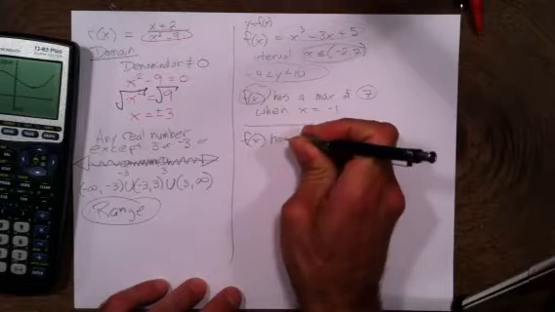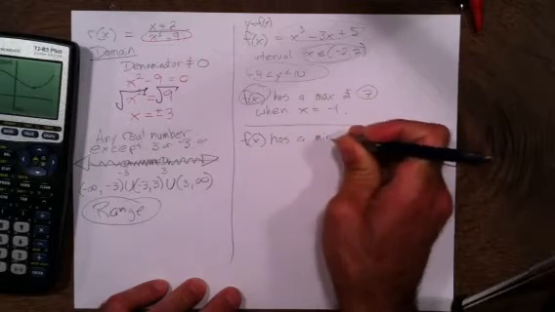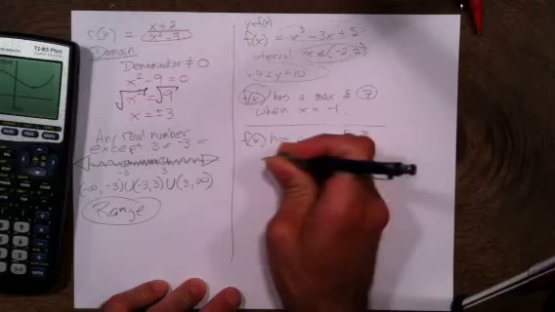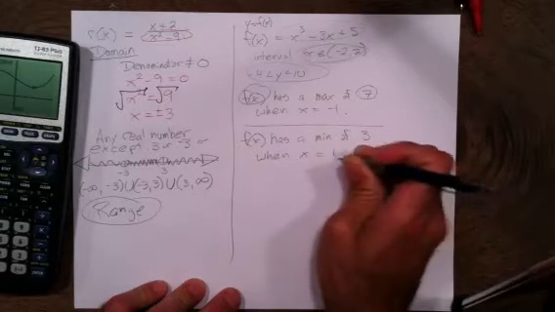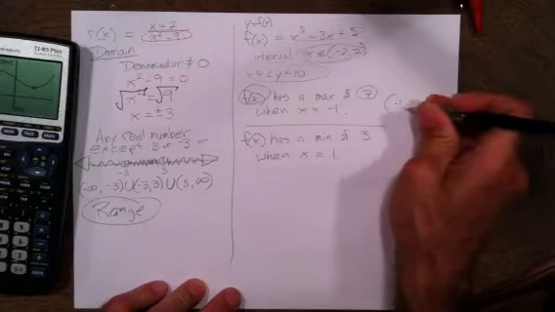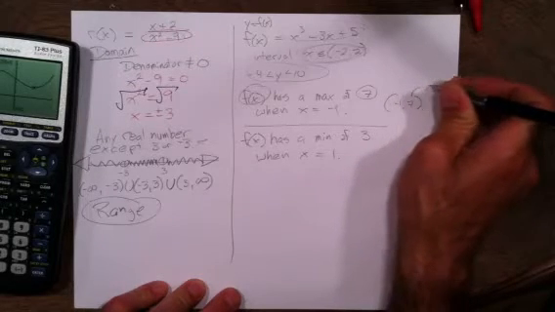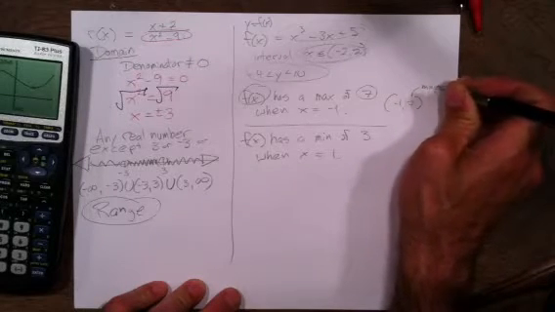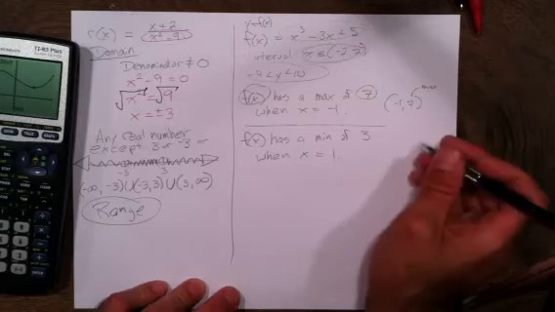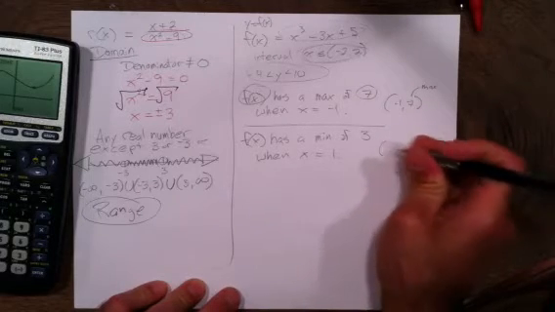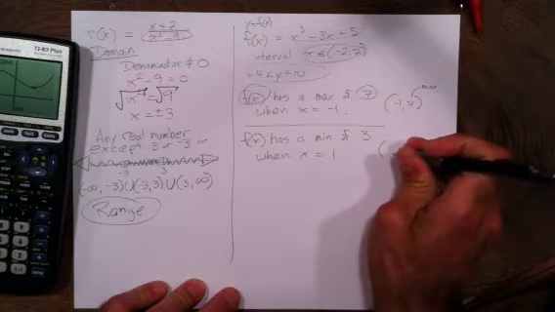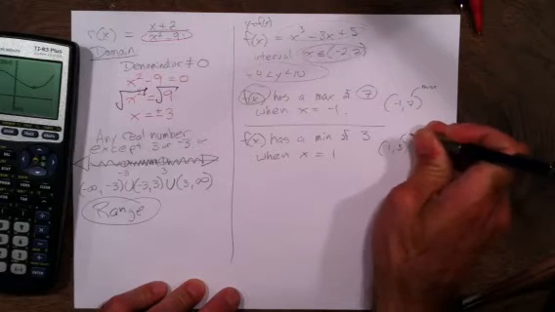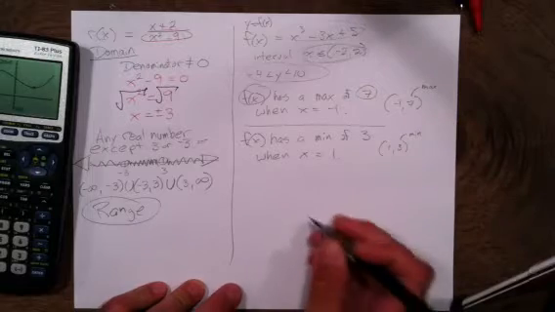So f of x has a minimum of 3 when x is 1. Okay, so here I have the point (-1, 7), and I think 7 is the max of the function in that region. It may get bigger elsewhere, but not in that region. And then (1, 3), I think 3 is the min of the function.